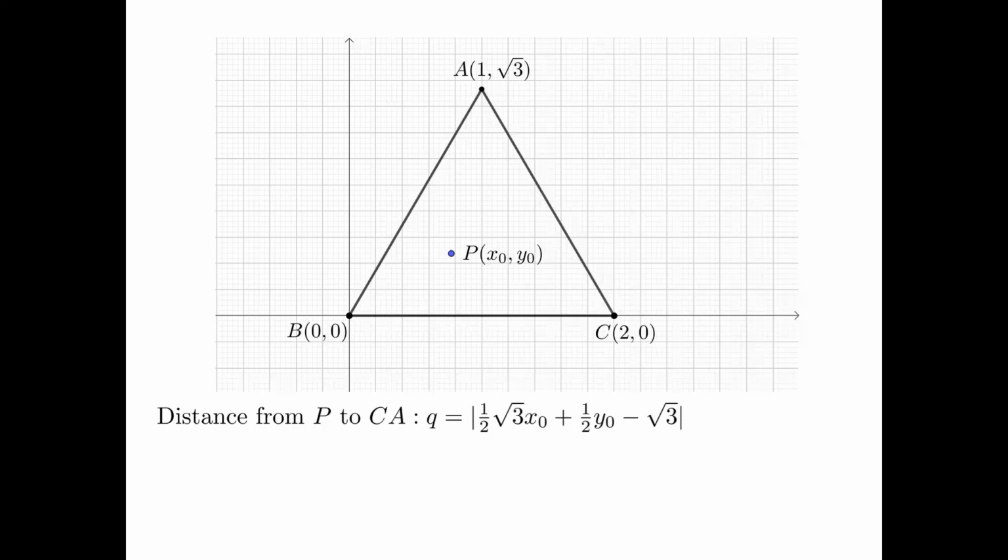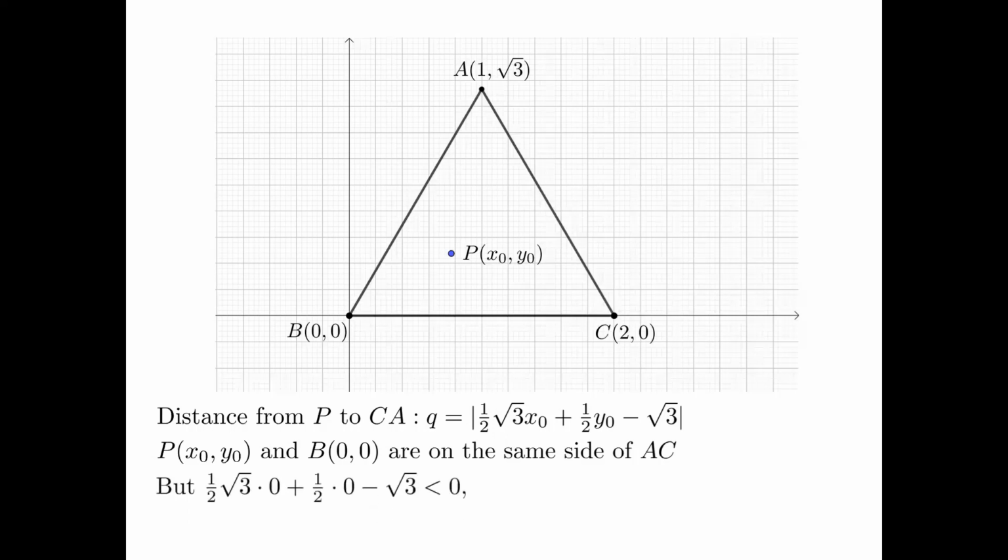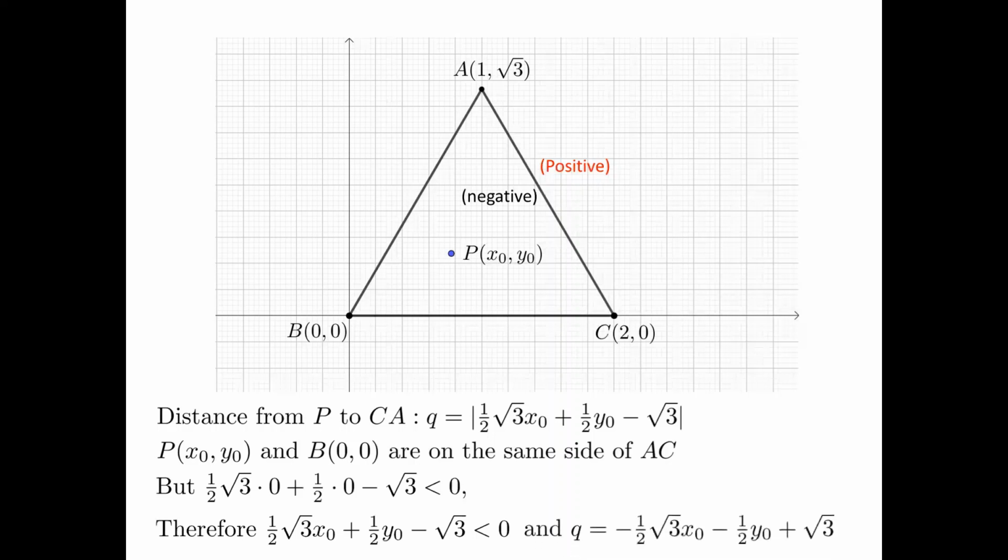Now the question again: is it positive or negative inside the absolute value sign? This is easy to test because the point P and B (0, 0) are on the same side of the line AC. If we plug the coordinates of B (0, 0) into the equation, we get negative. That means P and B are on the negative side of the equation. Therefore, when we plug in x0 and y0, the value must be negative. So the distance Q from P to AC is the negative of that quantity, which is positive.